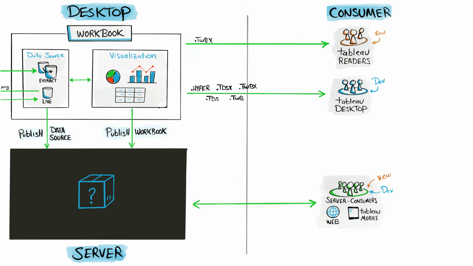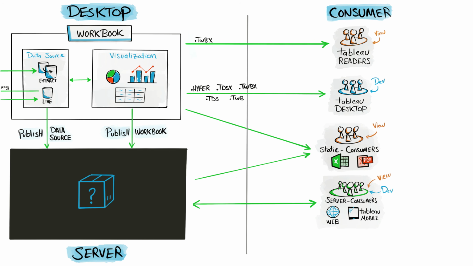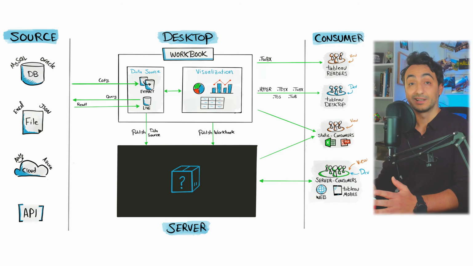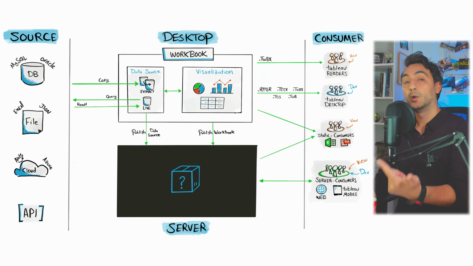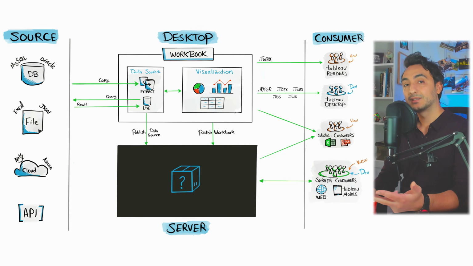And now to the last group of users that's worth mentioning, the static users. You can always export your data and visuals from Tableau Desktop and send them directly to the users as a PDF or Excel, so of course it's static and they cannot interact with it. Alright, so far in the Tableau architecture we talked about the source layer, we did a deep dive into Tableau Desktop and its components, and we understood the different types of consumers and clients.